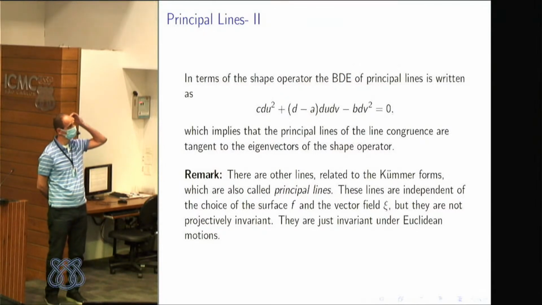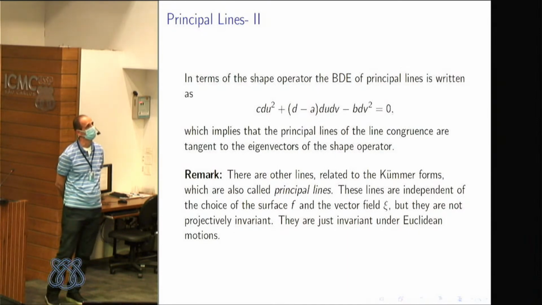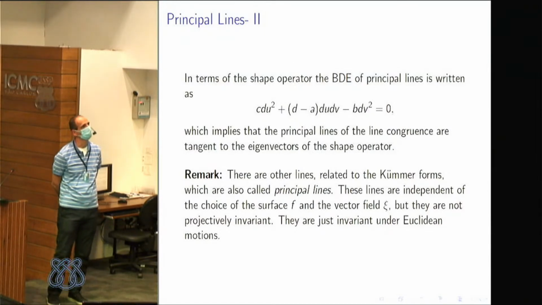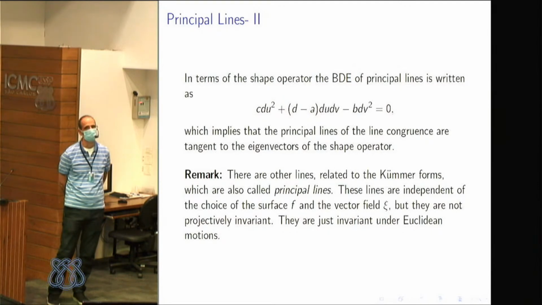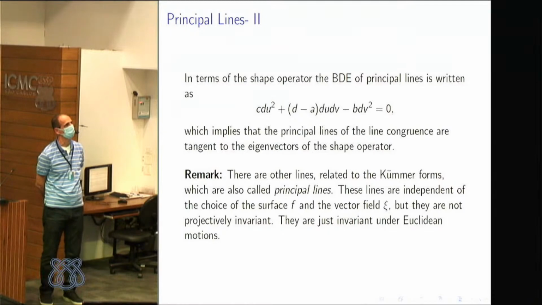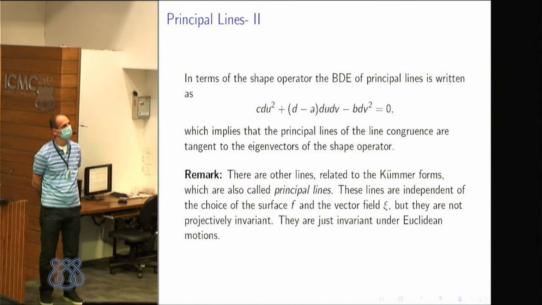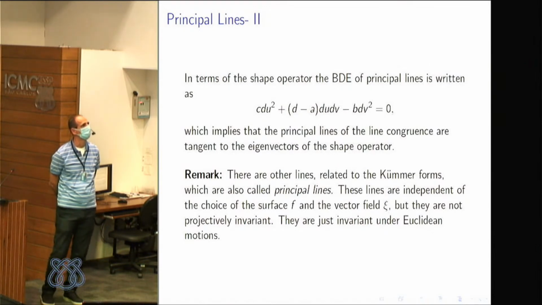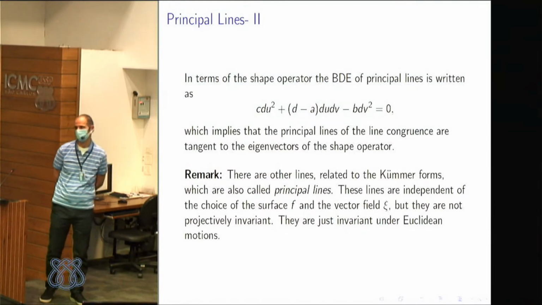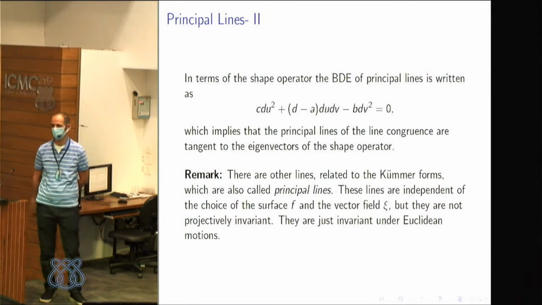As a remark, in the literature, you can also find other lines, which are also called principal lines. They are related to Kummer forms. And these are Euclidean invariants of the line congruence. They are also independent of the choice of the surface and the vector field, but they are not projectively invariant. They are just invariant under Euclidean motions. They may be interesting, but I will not talk about them here, okay?